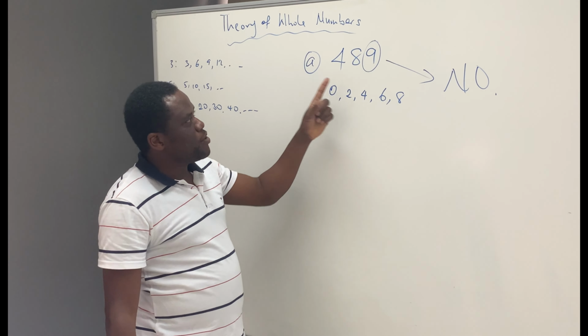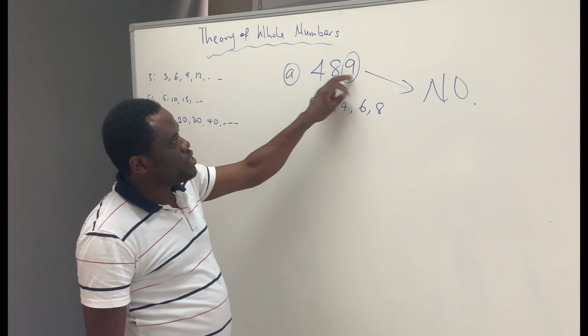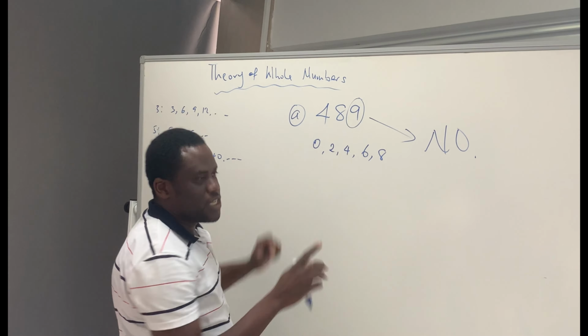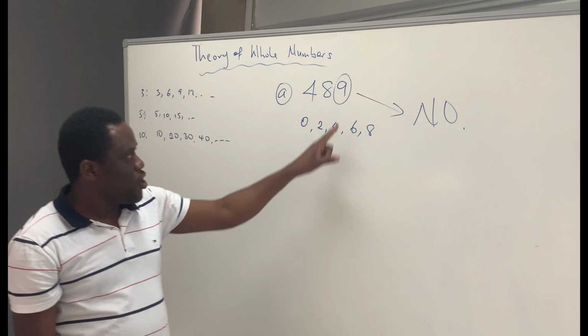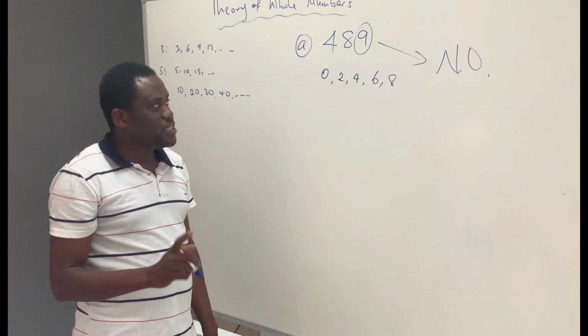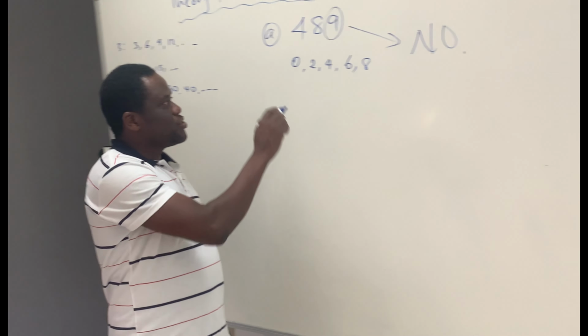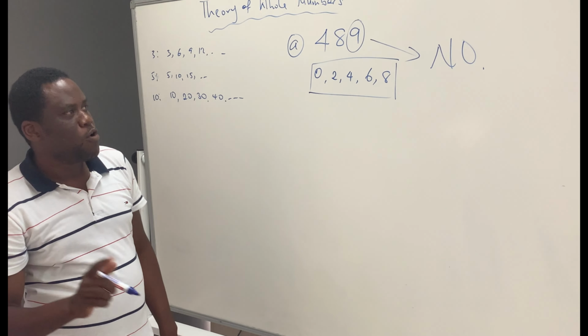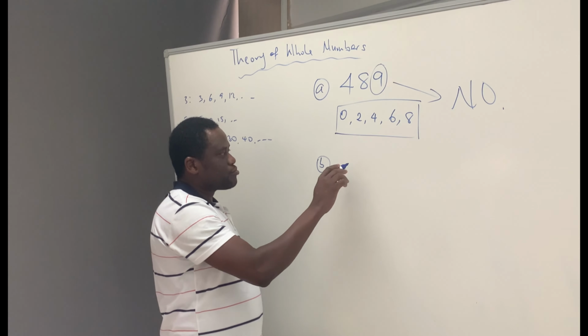2 can go into the other digits, no problem. But 2 cannot go into the last digit. Because the last digit is 9, which is not among the multiples of 2, it's not possible. What of the second one?